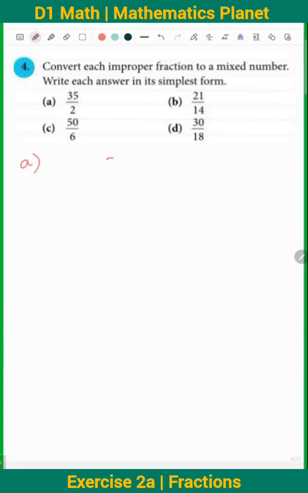Okay, so 35 divided by 2. So 2 times 1 is 2, subtract, bring down 5. 2 times 7 is 14, subtract, 1. So what is the remainder, bacho? 1 is the remainder. 1 is called the remainder.